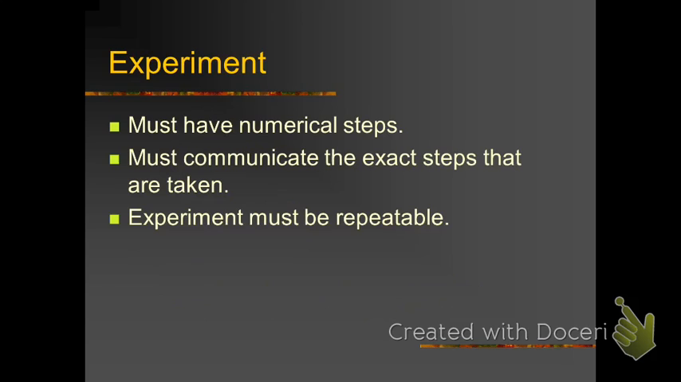So the next part we have is the actual experiment that we're going to be doing. You are going to be writing up an experiment in the next couple of days, and these are some things to keep in mind. First, you need to have some numerical steps. A gigantic paragraph describing your experiment doesn't really help out somebody who's trying to duplicate it. You must communicate the exact steps that are taken. No approximations: measurements in milliliters, grams, time in seconds, minutes, something that somebody can follow, because the experiment must be repeatable to be tested.